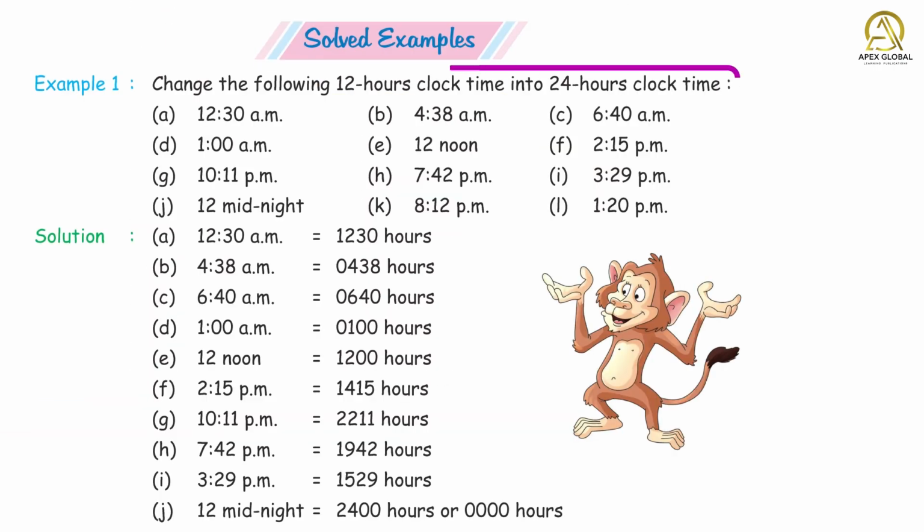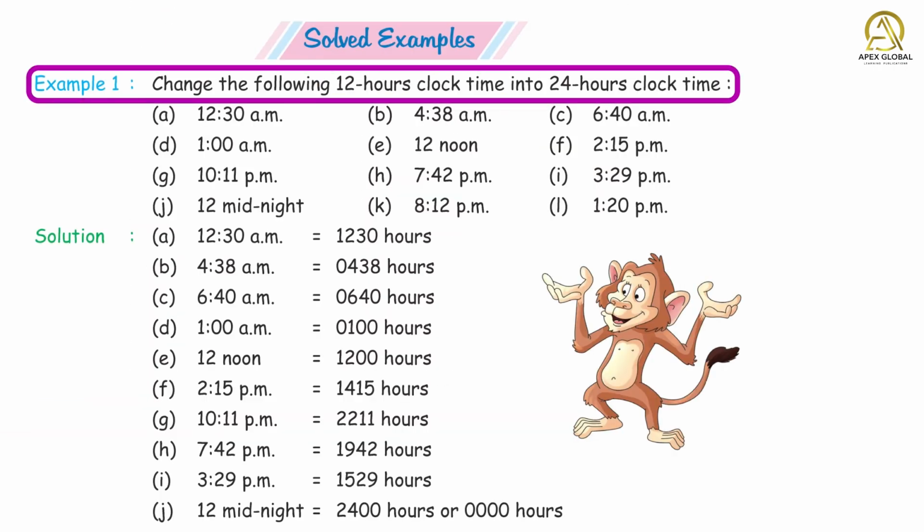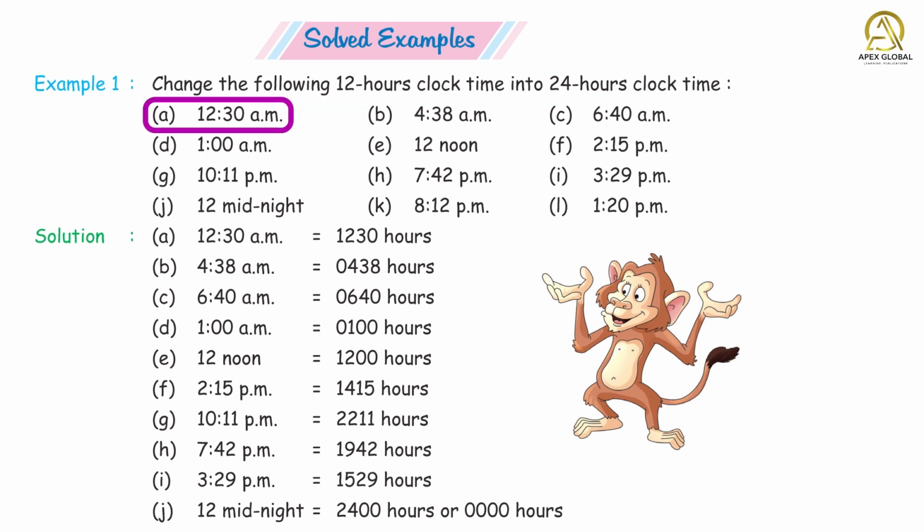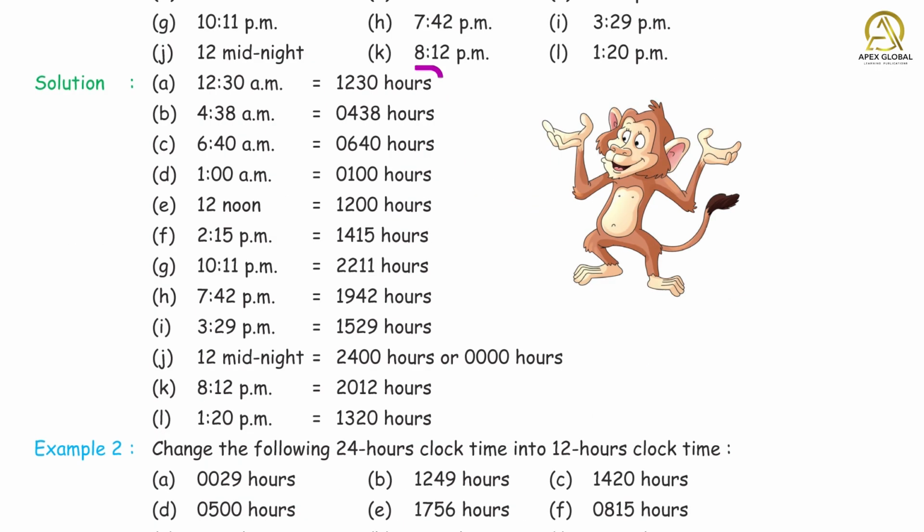Solved example. Example 1. Change the following 12-hour clock time into 24-hour clock time. A. 12:30 am, B. 4:38 am, C. 6:40 am, D. 1 am, E. 12 noon, F. 2:15 pm, G. 10:11 pm, H. 7:42 pm, I. 3:29 pm, J. 12 midnight, K. 8:12 pm, L. 1:20 pm.